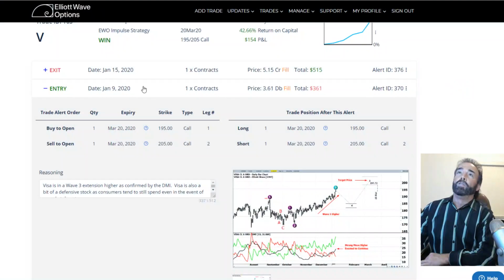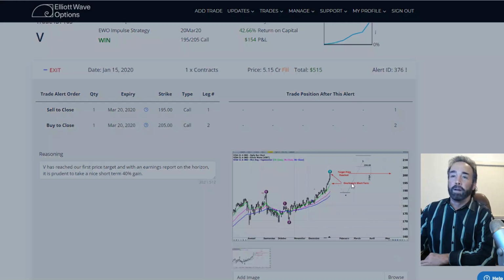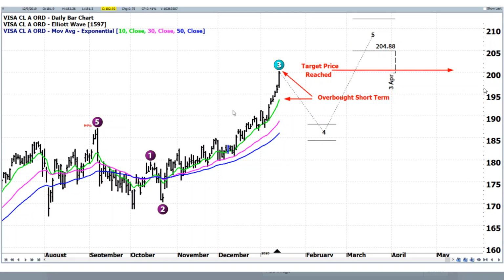So we closed this out on January 15th, again just 5 trading days later, because as you'll see from this chart, it reached our target point. It reached right to that 200 level. Now notice what happened. The wave 5 target moved because this got here, it hit its target, and it got there so fast, it's still in the wave 3.